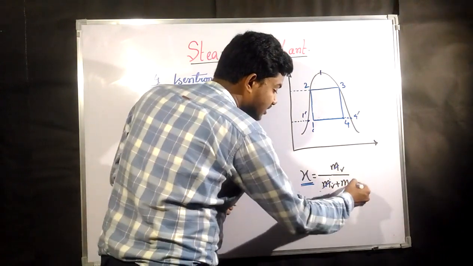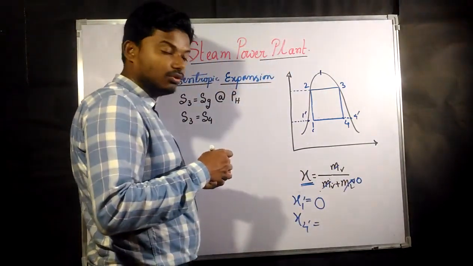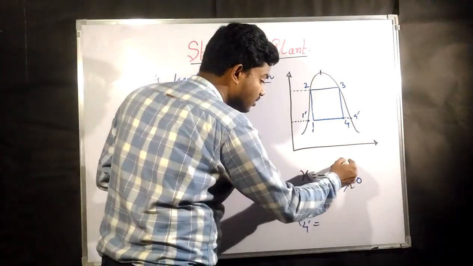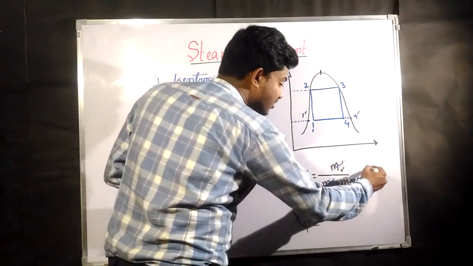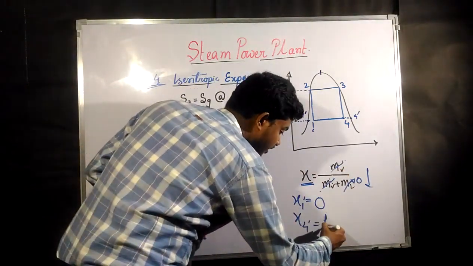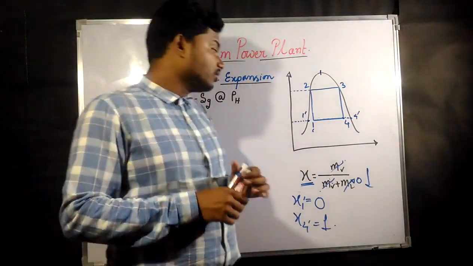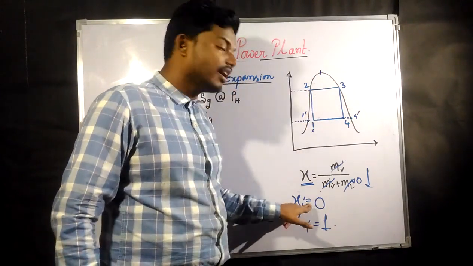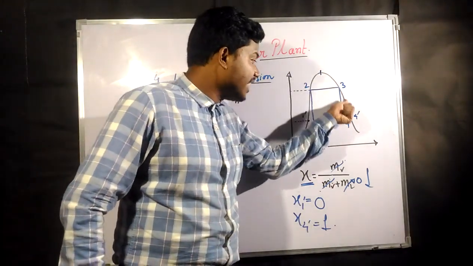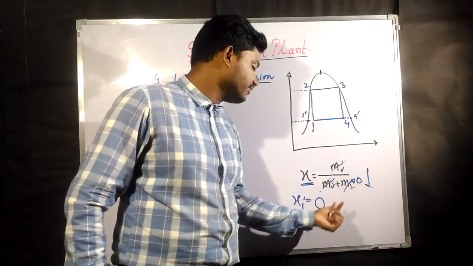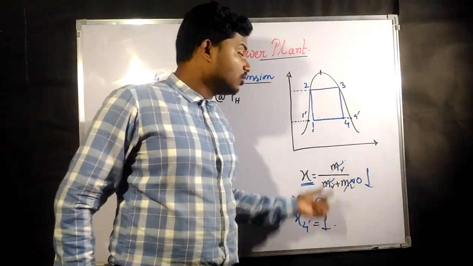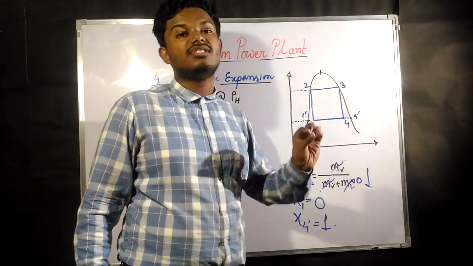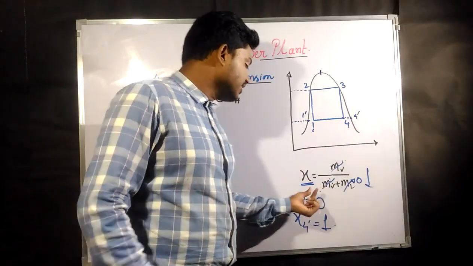Now at point 4, this L is going to have 0 value, and this M is going to have 0 value. Mass of vapor we do not know, but if this is 0, then this one and this one will cancel out and give us a result of 1. That means the dryness fraction at any point on this line is going to have a value of 1, and on the other line a value of 0. So in between, whatever dryness fraction you need to find is always between 0 and 1.